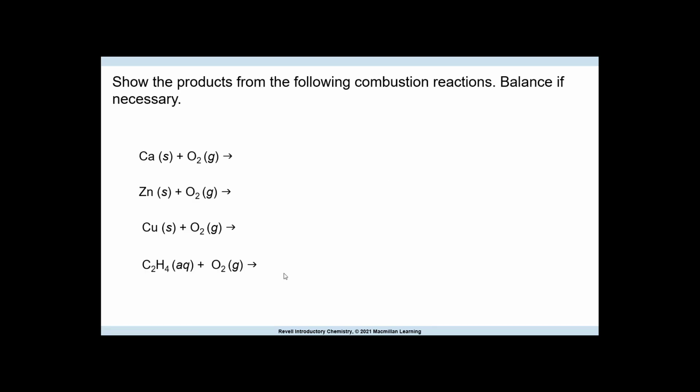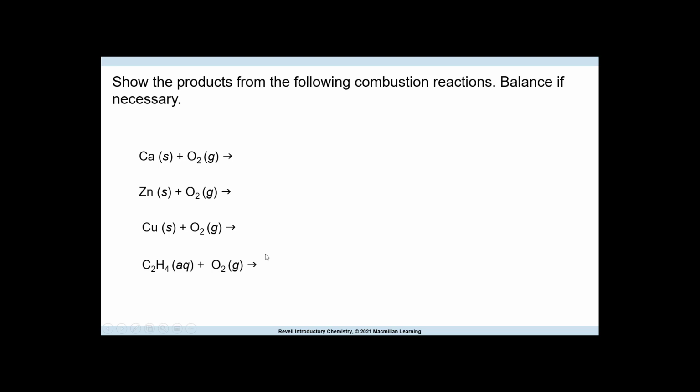All right, so show the net products from the following combustion reactions. Balance if necessary. So now you are being asked to put these products together. Look at the type of reactions they are. So this is an A plus B, so it's going to be AB. Now you can figure out how to put this together. Same here, A plus B equals AB. So knowing what type of reaction it is tells you what should be on the product side, and then you can put it together. This is another A plus B, it's a synthesis.